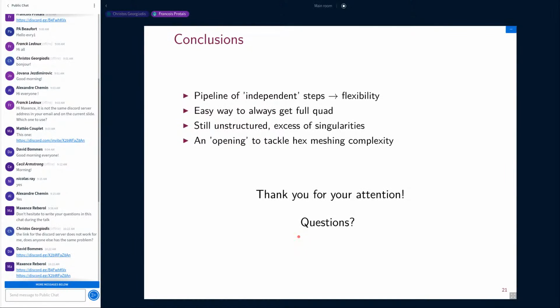Okay, great. And it's available in GMSH? In an experimental way, yes. Okay. Okay.